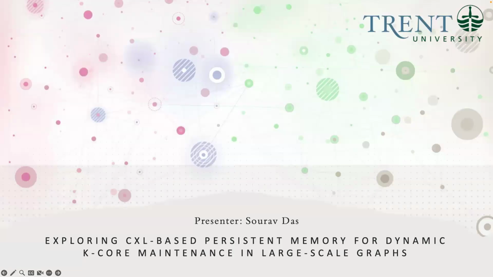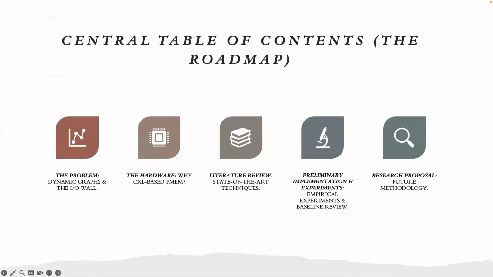About CXL-based memory for dynamic K-core maintenance in large-scale graphs. So this presentation is divided into 5 sections. First section will discuss the problem. Then we will discuss the proposed hardware. Then we will see from the literature review what we learned about the potential implementation. And then we'll discuss our preliminary implementation and experiments. And then we will discuss the research proposal.